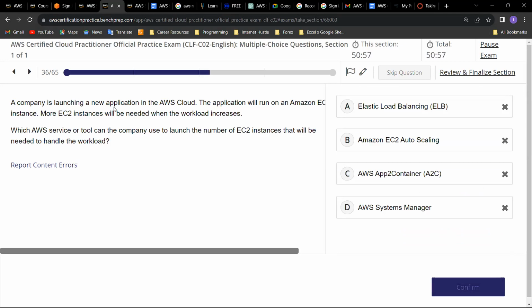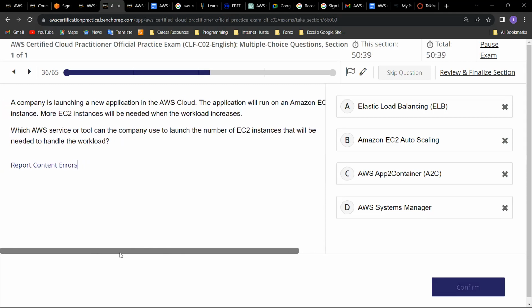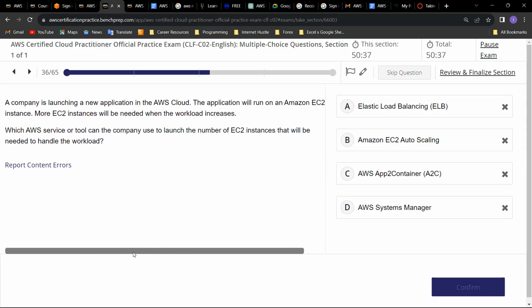A company is launching a new application in the AWS cloud. The application will run on an Amazon EC2 instance. More EC2 instances will be added when the workload increases. Which AWS service or tool can the company use to launch the number of EC2 instances that will be needed to handle the workload? This one is wholesale price.